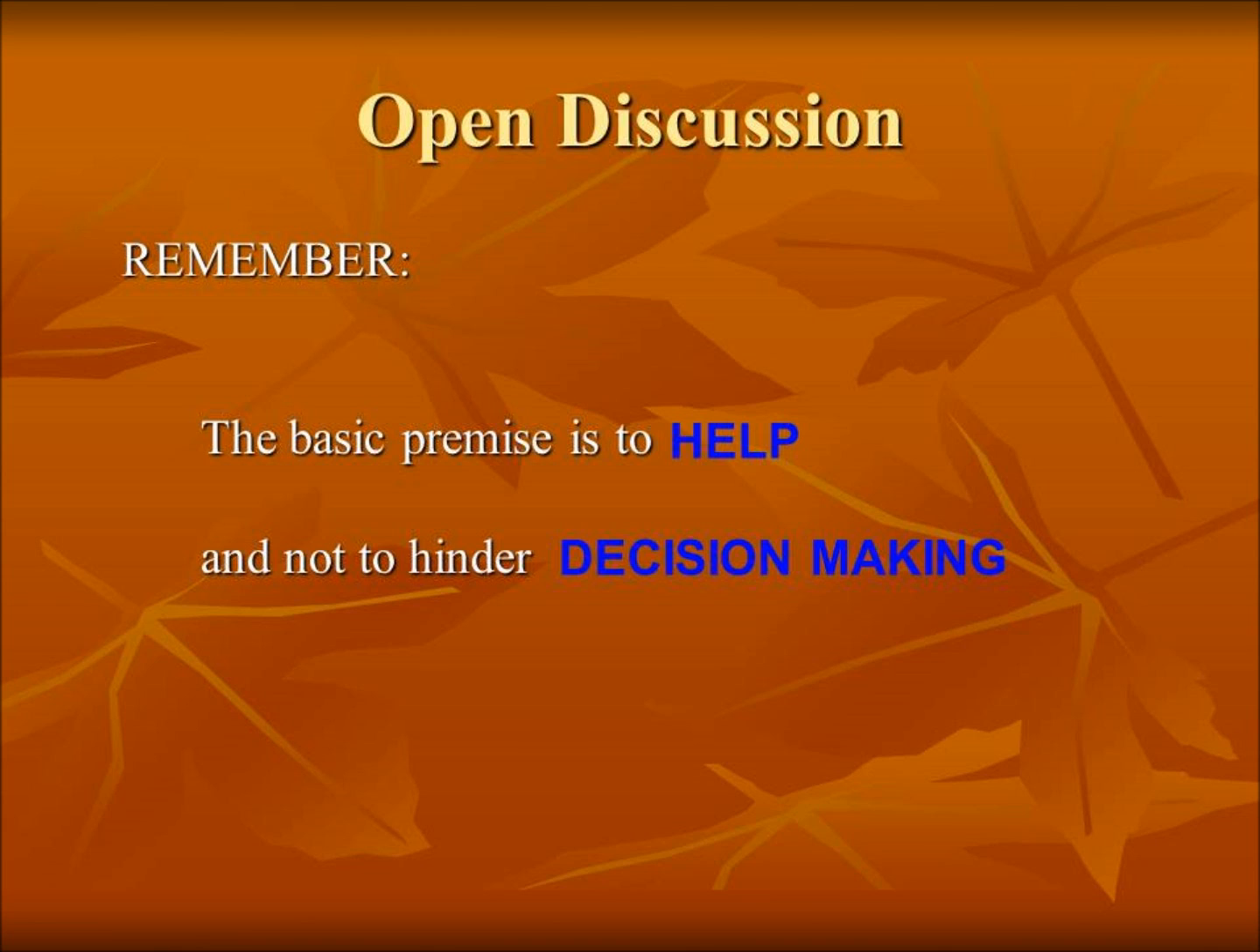When discussion is open to the members of the organization, just simply remember this: the basic premise is to help and not to hinder the decision making.